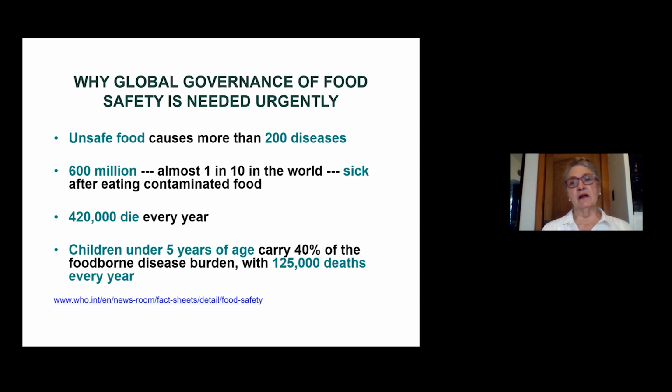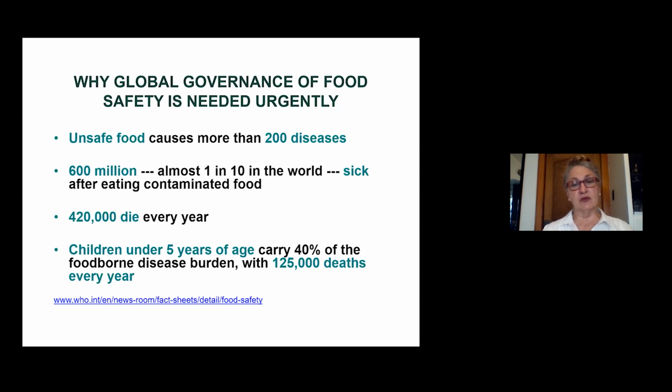So global governance of food safety is urgently needed. Unsafe food causes more than 200 diseases. 600 million, almost 1 in 10 people in the world, get sick after eating contaminated food each year, and 420,000 die every year. Children under 5 years of age carry 40% of the foodborne disease burden, with 125,000 deaths every year. This is put out by the WHO, but I think sometimes we don't understand how food causes so many of the diseases, the sickness, and the deaths that people within our countries deal with.